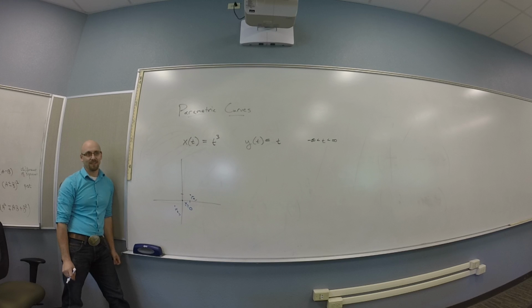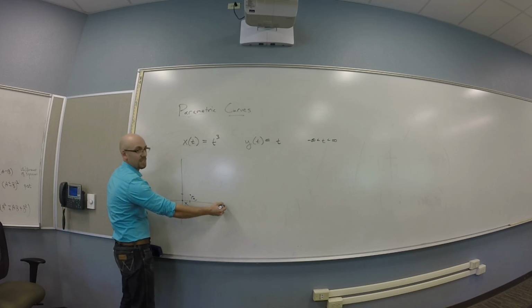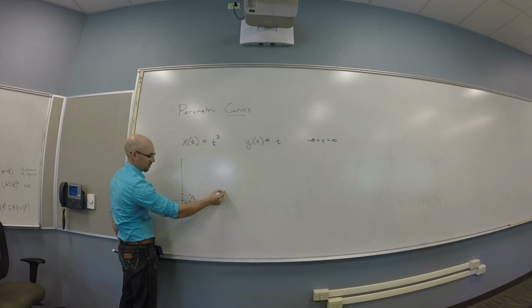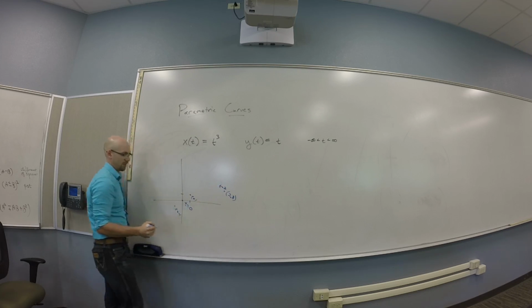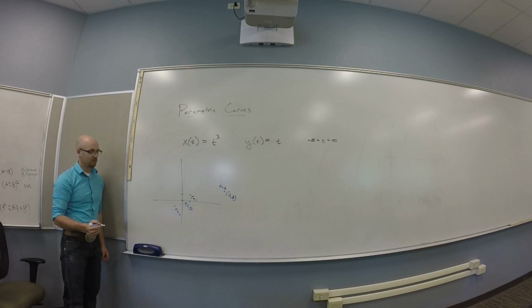X is 8, right? And y is 2. I get 2 comma 8, where t is 2. How about when t is -2? When t is -2, x is -8 and y is -2, right?